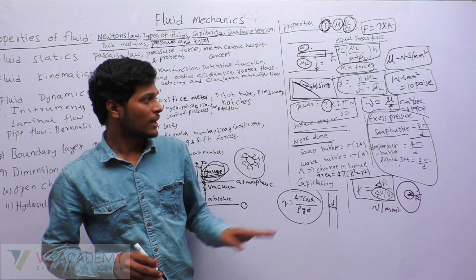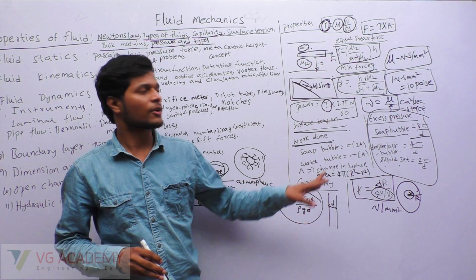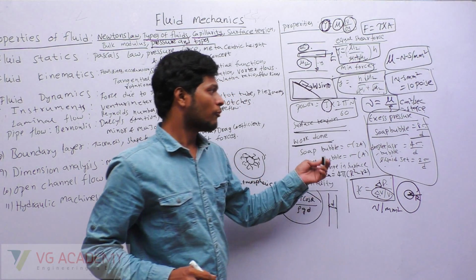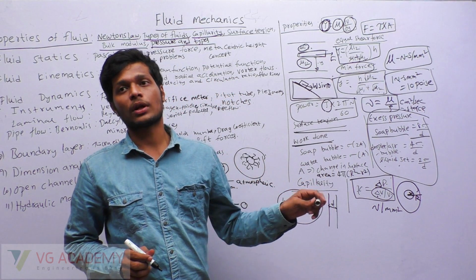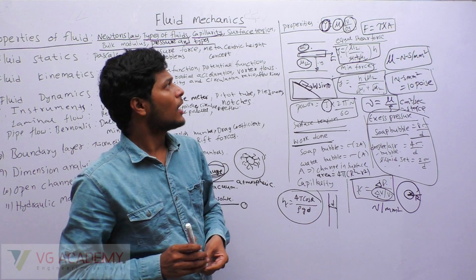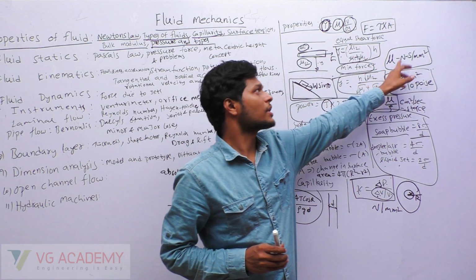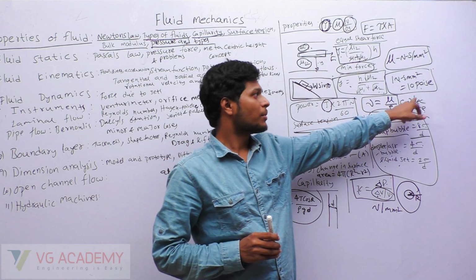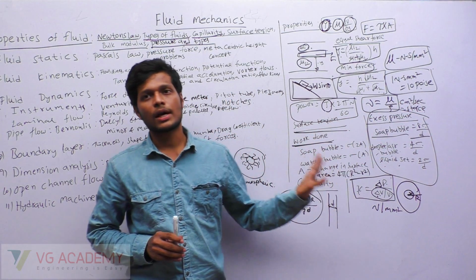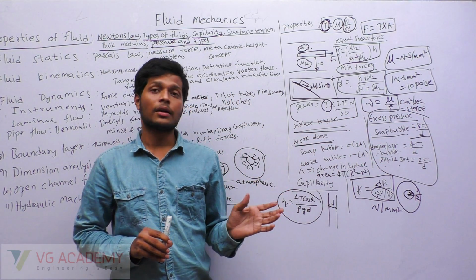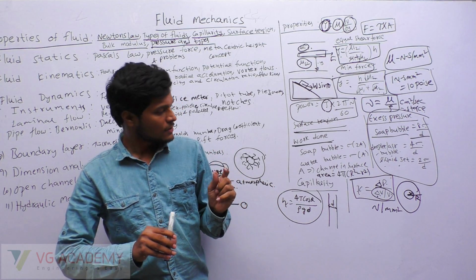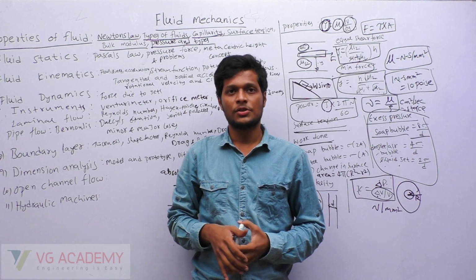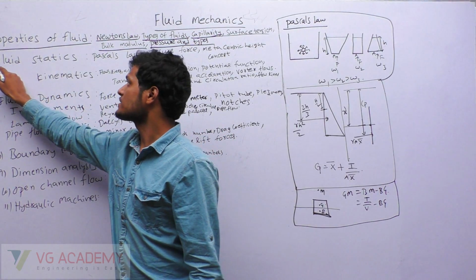Like this, wherever you are studying any definition, suppose surface tension is force per unit length, so it is Newton per meter. Coefficient of dynamic viscosity is Newton second per meter square, and coefficient of kinematic viscosity is centimeter square per second. Like this, all the definitions and units of the definitions are very important in the properties of fluid chapter.